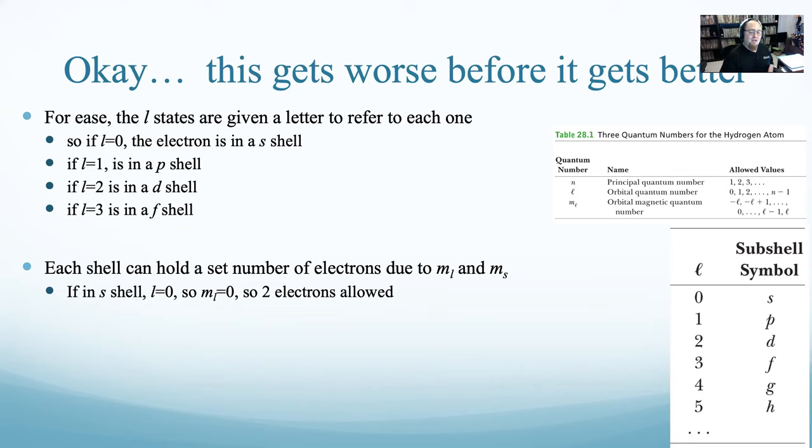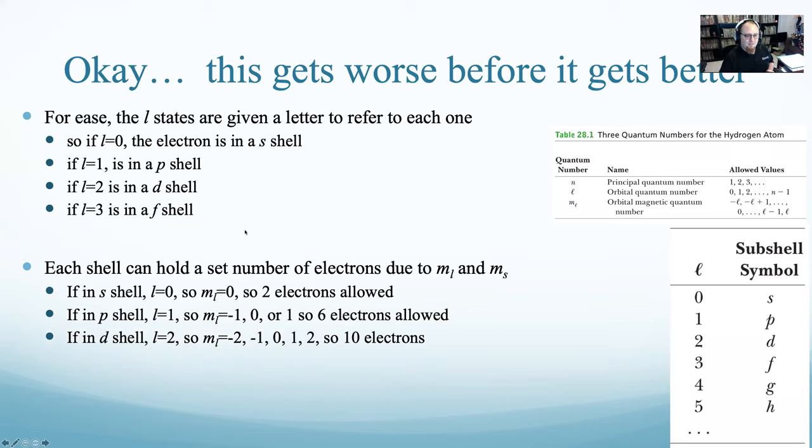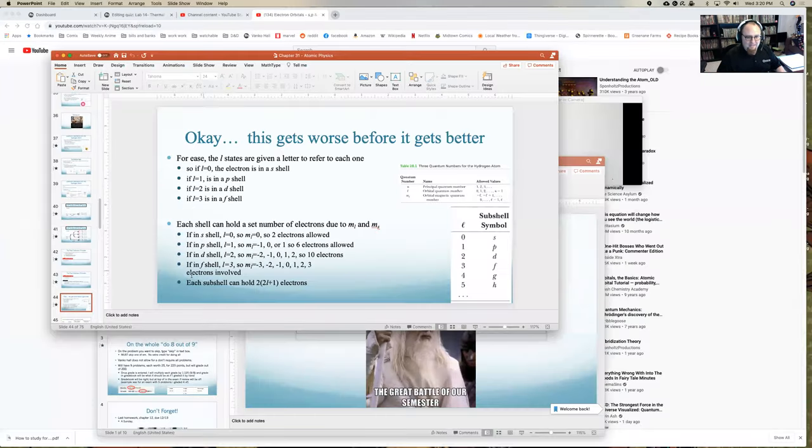Now, each shell can hold a set number of electrons. In an S shell, L equals zero, two electrons are allowed, as we covered before. In a P shell, L equals one, so m_L could be negative one, zero, or one, but there are two different spins, so six electrons are allowed. In a D shell, L equals two, so m_L could be negative two, negative one, zero, one, or two, but there's spin, so 10 electrons are allowed. An F shell can hold 14 electrons.